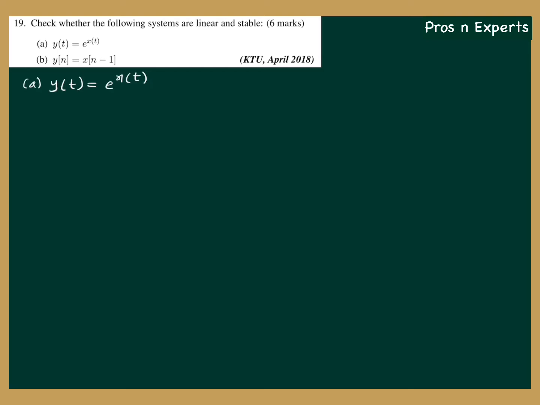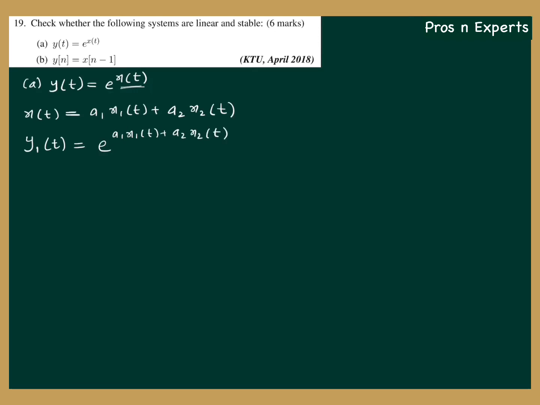So the procedure is, first we take the input as a weighted mixture of two signals, weighted a1 into x1 of t plus a2 into x2 of t. This is how you take a weighted mixture of two signals. Now we will obtain the output. We name it as y1 of t using this input. So y1 of t equal to e raised to, the input is now the mixture, e raised to a1 x1 of t plus a2 x2 of t.